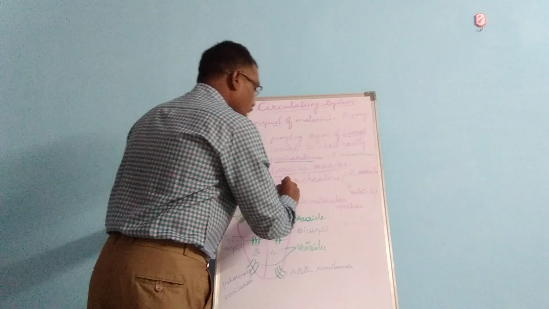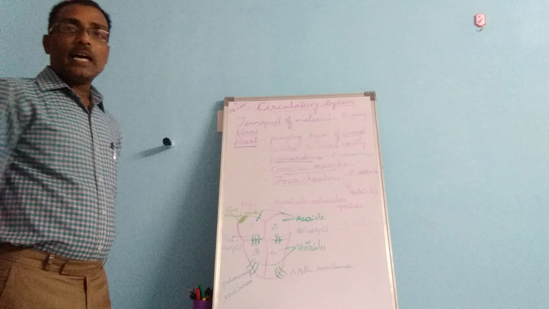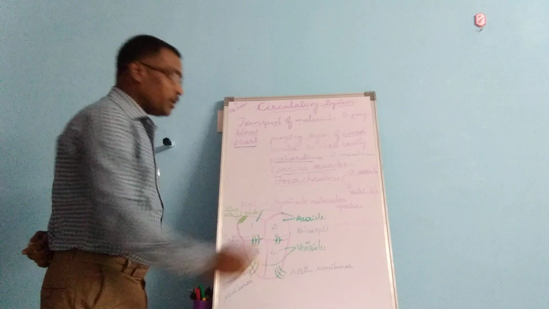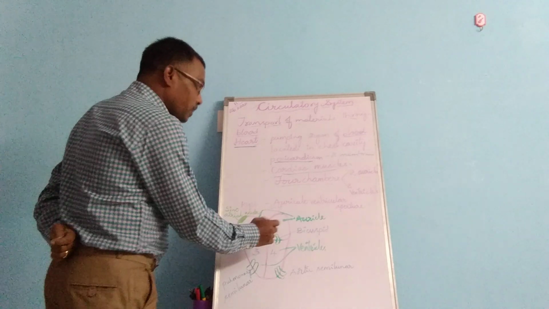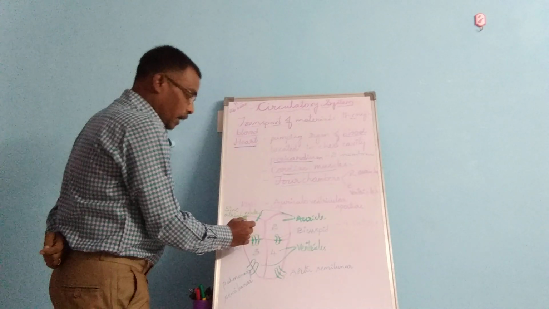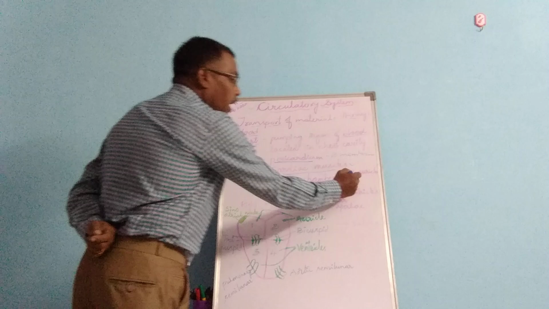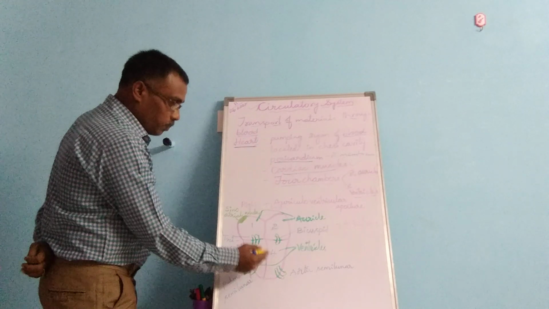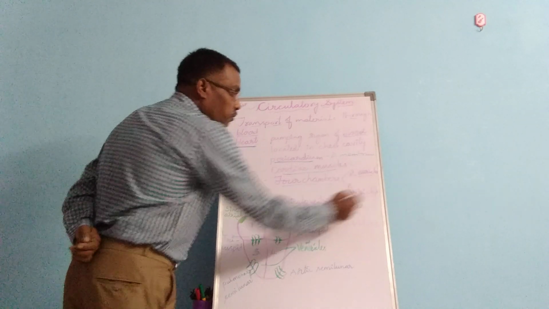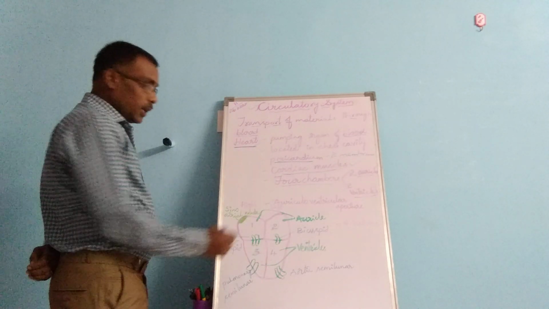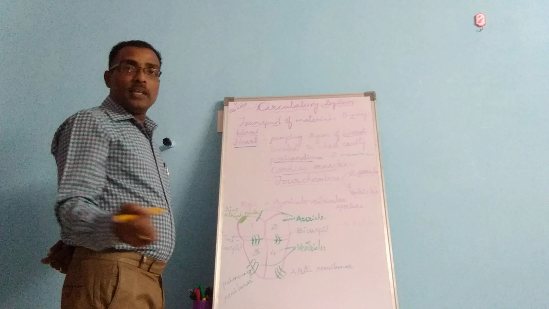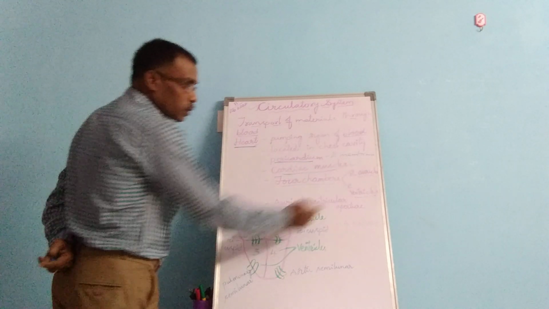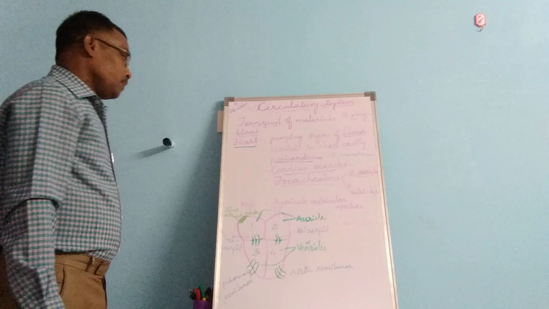And our heart has four chambers. 1, 2, 3, 4. These are the four chambers present in our heart. The upper two chambers are called auricles, and the lower two chambers are called ventricles. Okay, no need to write the numbers. I wrote the numbers just for explanation.